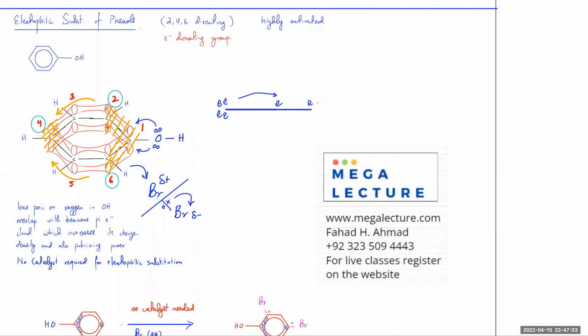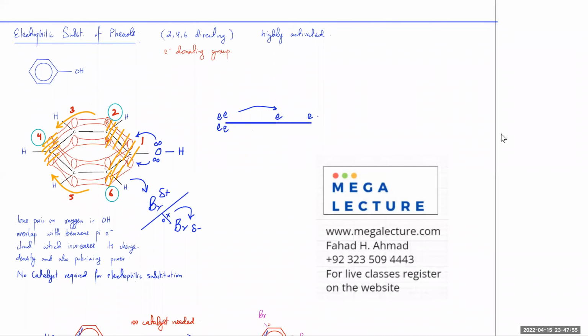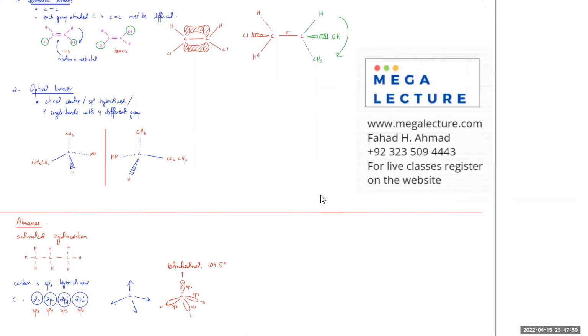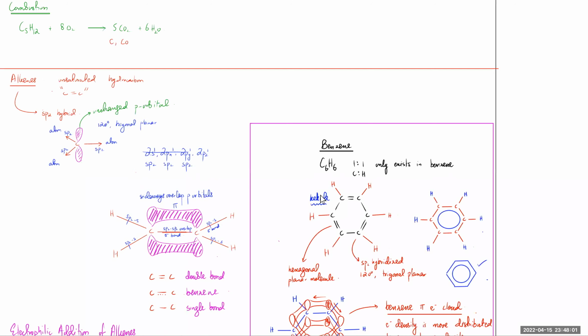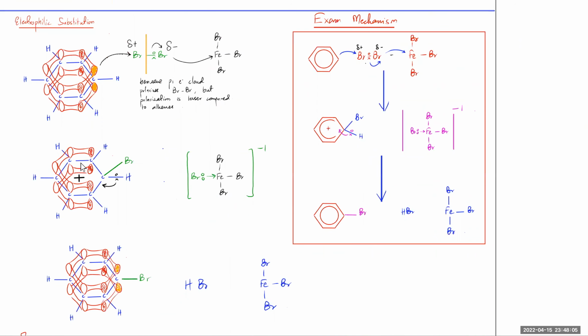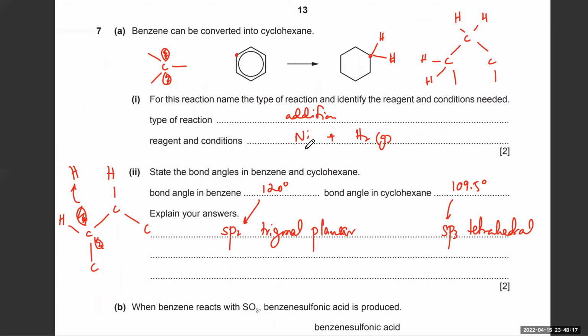I'll just show you quickly. This is what a benzene looks like, and every carbon atom has p orbitals, and hydrogen comes in and bonds with the carbon atom. So now it's making four bonds. So that's why it's tetrahedral. That's it. So anyways, it was a very general explanation for this one.